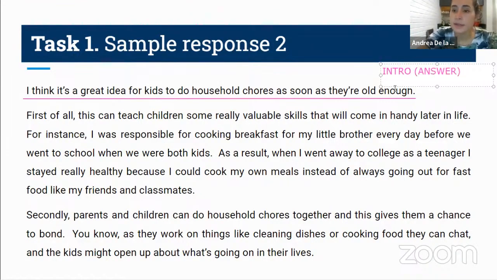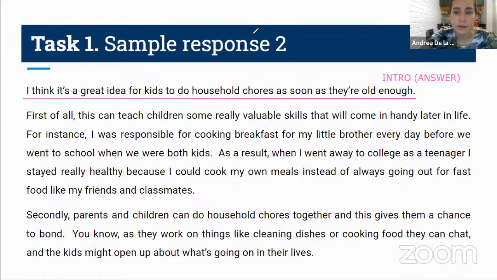That is basically the answer to the question, right? Because the question was, do you think it's a good idea for children to help their parents do household chores as soon as they're old enough? That was the question. So in the first sentence, which we're going to call the introduction to the response, the speaker was answering the question.